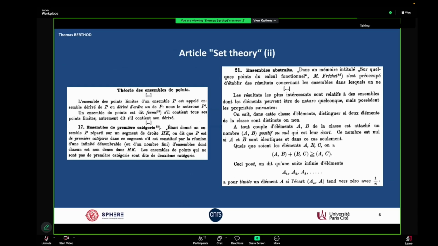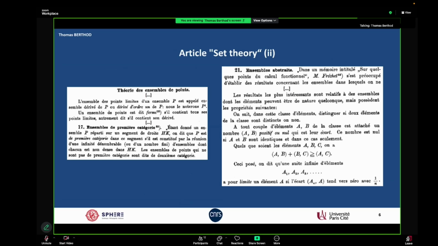You could see here the notion of first category set and abstract set, which is a concept introduced by Fréchet and which corresponds, in fact, to what we call nowadays a metric space, because we could see here that he mentioned the property of the triangular inequality to introduce the notion of a distance on the set. So this is really the beginning of a formalization by Fréchet of what we call nowadays a metric space.